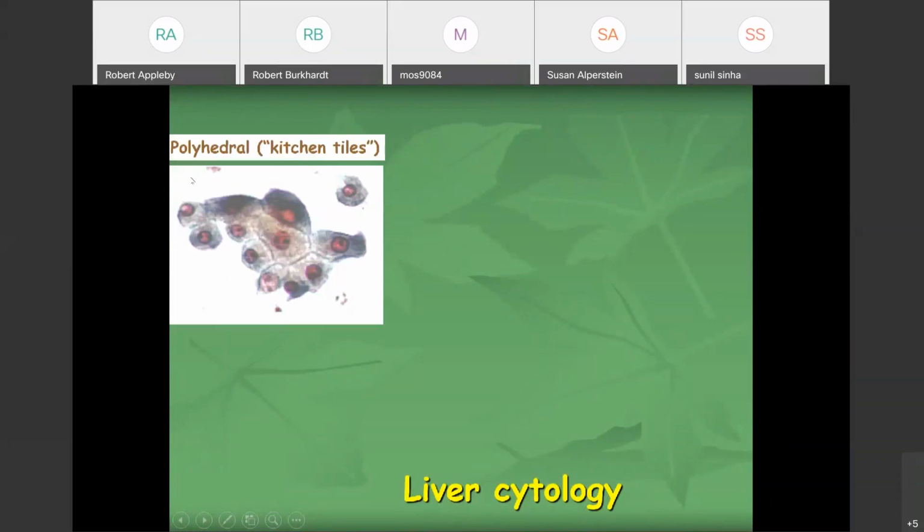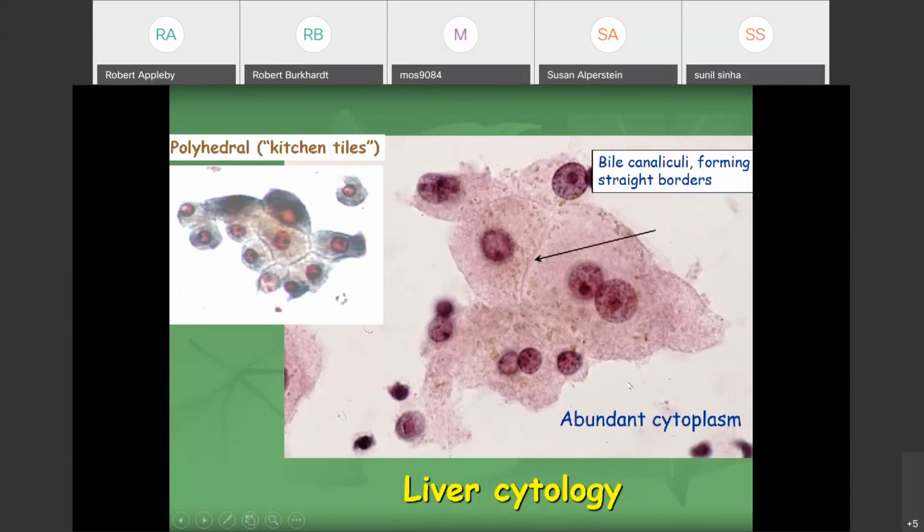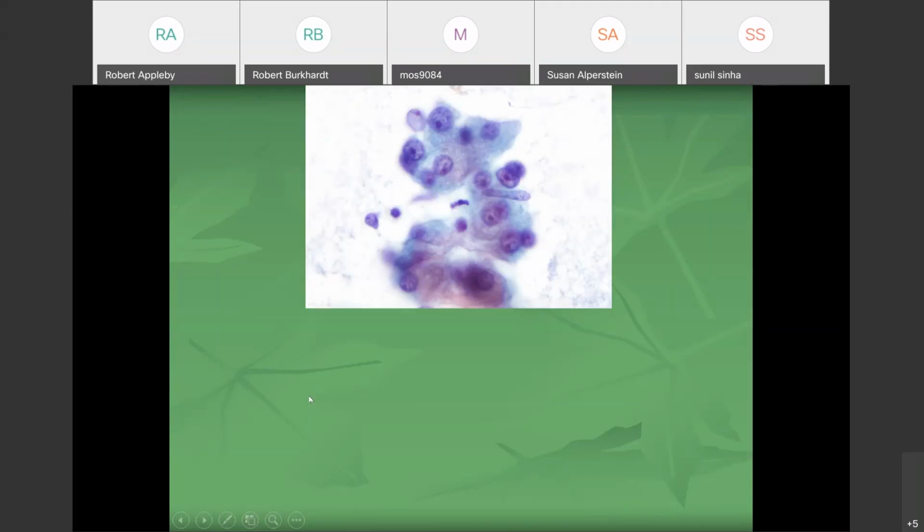Cytology. The normal hepatocytes look like kitchen tiles. It's polygonal, very straight edges. You see, because it has abundant cytoplasm and canaliculi forming straight borders. And this is bile plaque. So everything's normal.